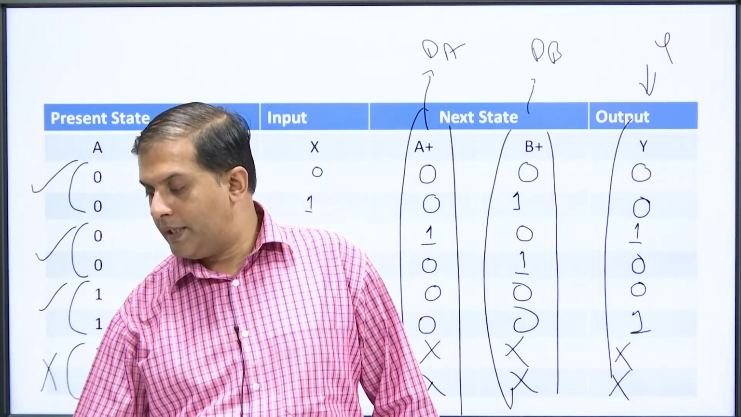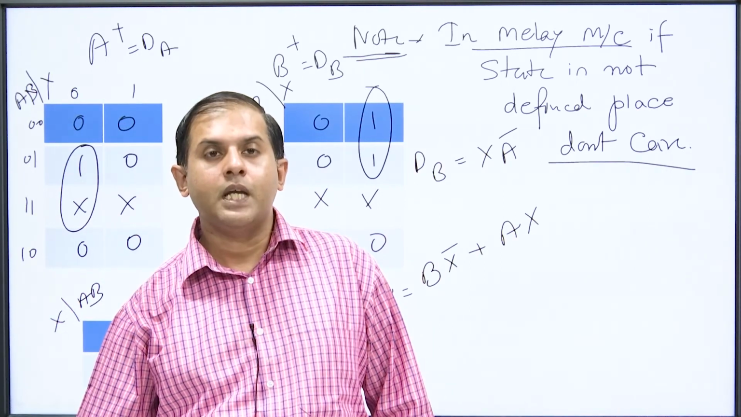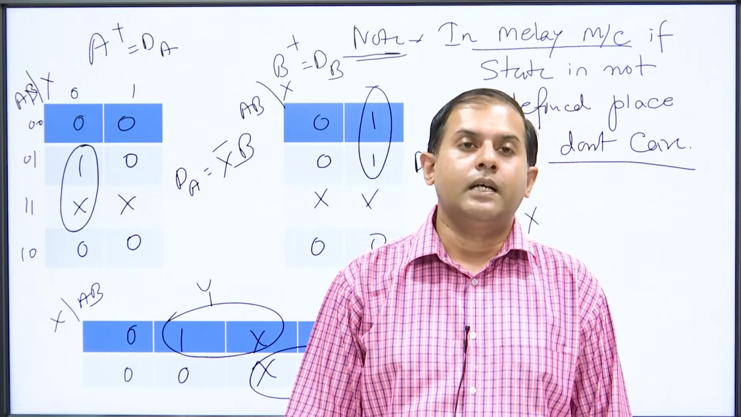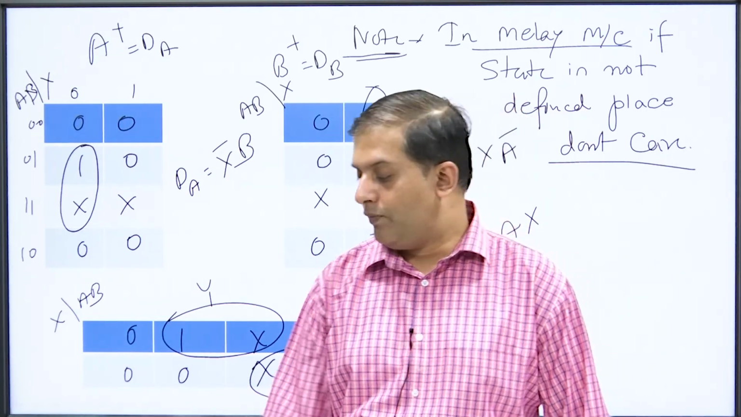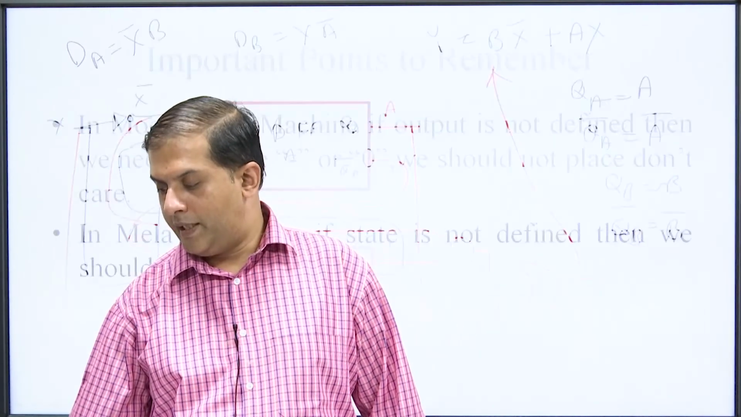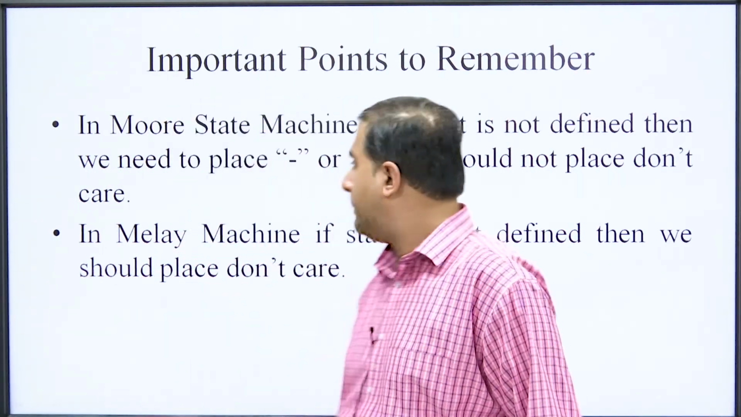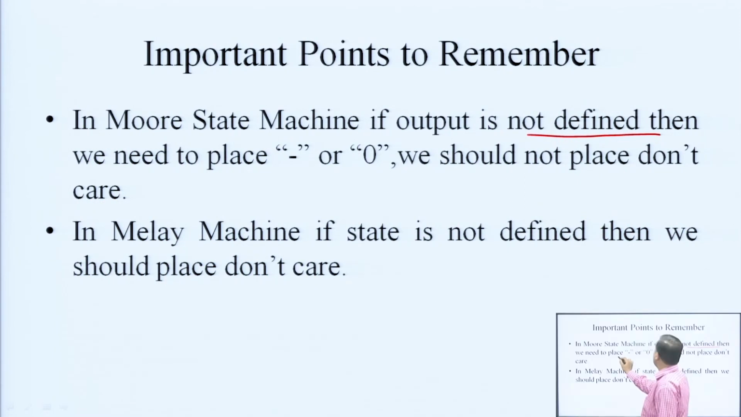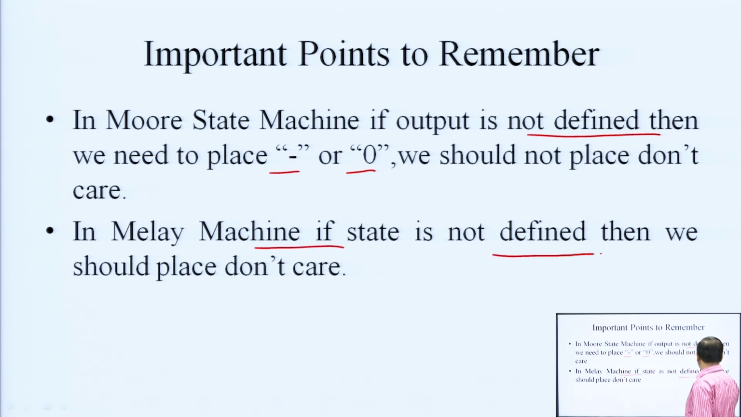So, from this type of diagrams, if they ask you to design the clocked synchronous sequential circuit, then you have to follow the steps and it is very easy. The important points to remember: in a Moore state machine, if the output is not defined, then we need to place dash or 0. We should not place do not care, it is a very important point. And in a Mealy machine, if the state is not defined, then we should place the do not care condition. These things you have to remember while designing the circuit.